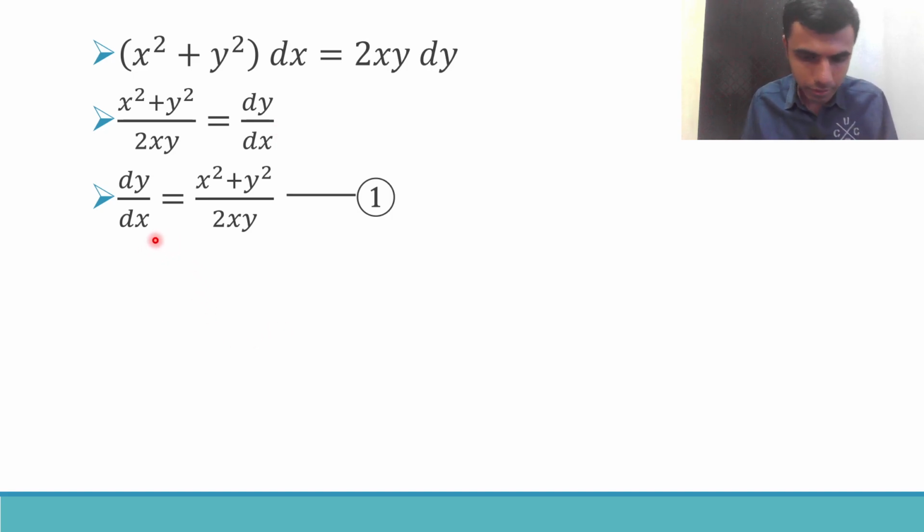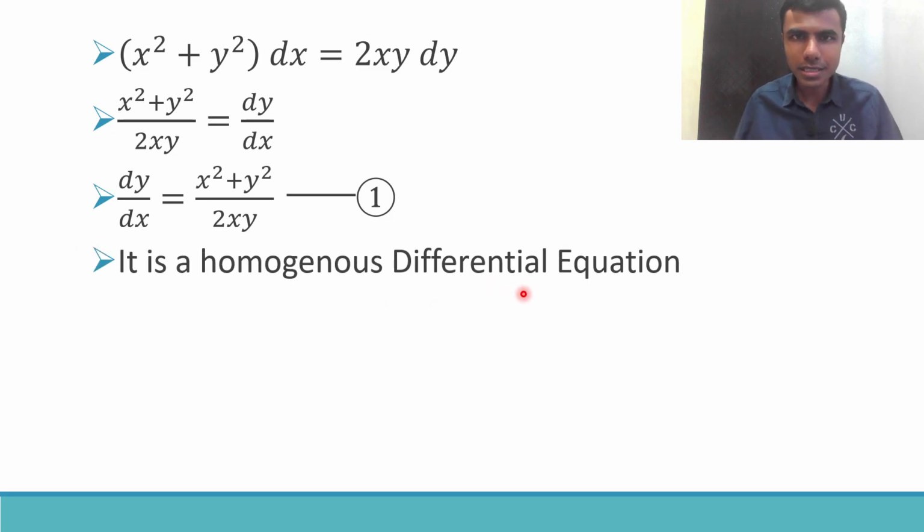Now if you observe this equation, this is actually a homogeneous differential equation. Because the numerator is a homogeneous function of degree 2, and likewise the denominator is also a homogeneous function of degree 2. Since both of these are homogeneous functions and have the same degree, we get this homogeneous differential equation. In case you don't understand what this is, don't worry, but just understand that this is a homogeneous differential equation. I'll try to make another video based on this sometime later.